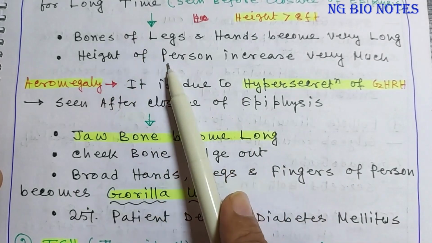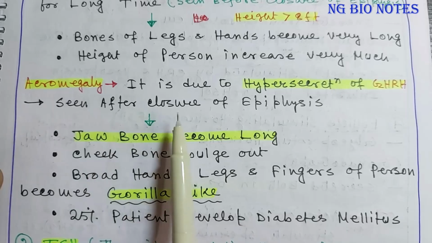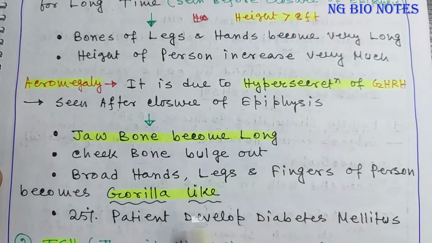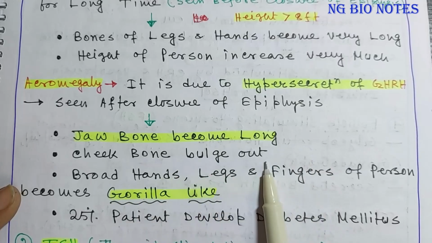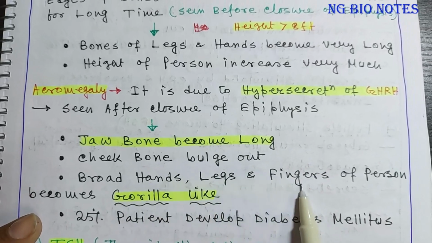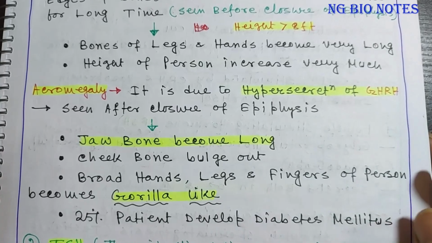Gigantism occurs before closure of the epiphysis, but acromegaly occurs after closure of the epiphysis. In this case the jaw bones become long, the cheekbones bulge out, and the hands, legs and fingers become broad, giving a gorilla-like appearance, and 25% of patients develop diabetes mellitus. So this is all about growth hormone.